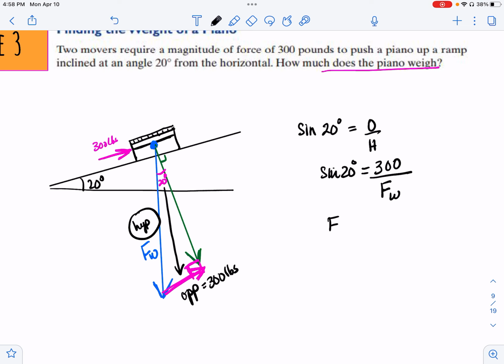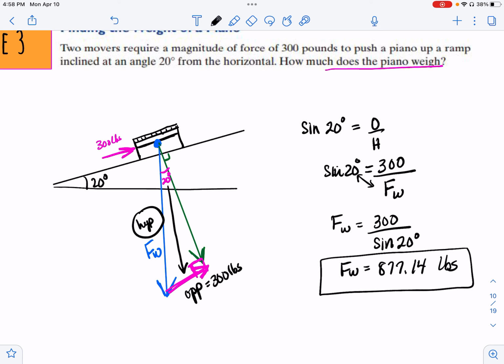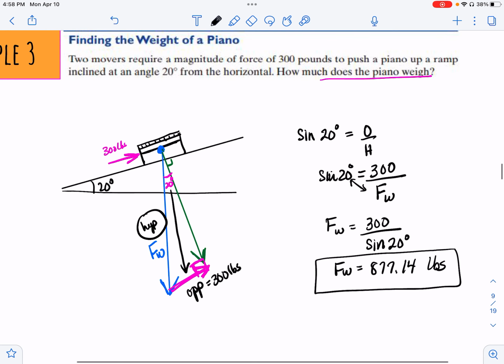I should be able to swap these two without affecting the proportionality. 300 over sine of 20 degrees equals the force of the weight. And if we divide the two, that's about 877.14. And that is the weight of the piano. And that's all they asked. So that was relatively simpler.